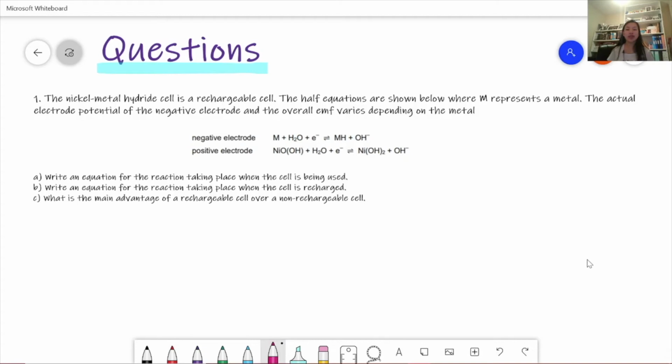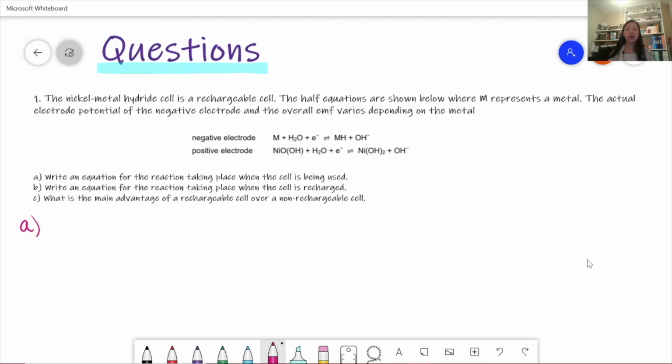So now we're going to look at some questions. So the first question asks us, the nickel metal hydride cell is a rechargeable cell. The half equations are shown below where M represents a metal. The actual electrode potential of the negative electrode and the overall EMF varies depending on the metal. For A, write an equation for the reaction taking place when the cell is being used. So when the cell is being used, the electrons are going from the negative electrode to the positive electrode. And so the only thing we need to do is combine these two half equations.